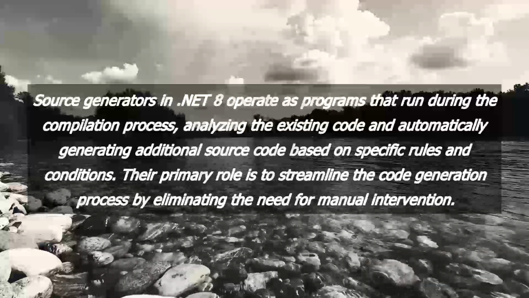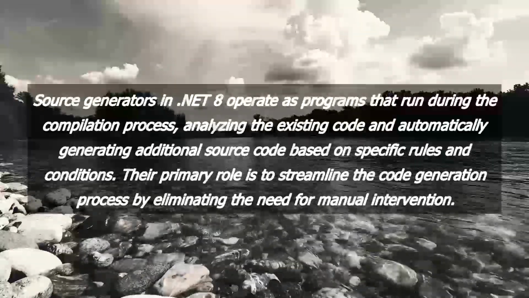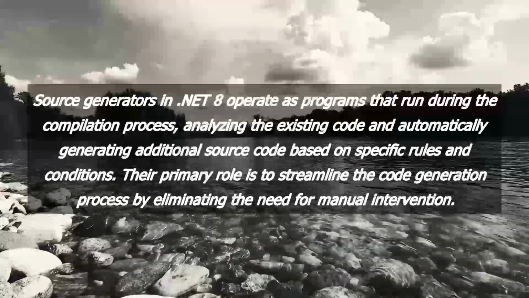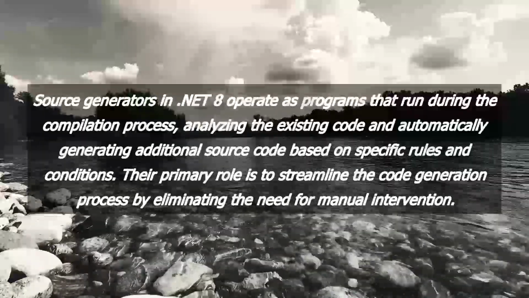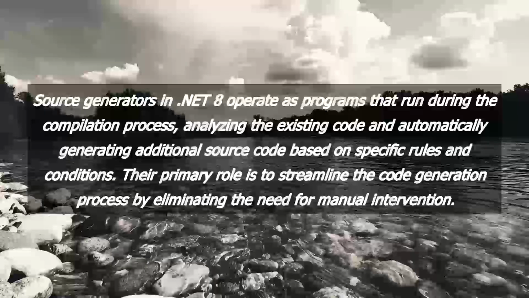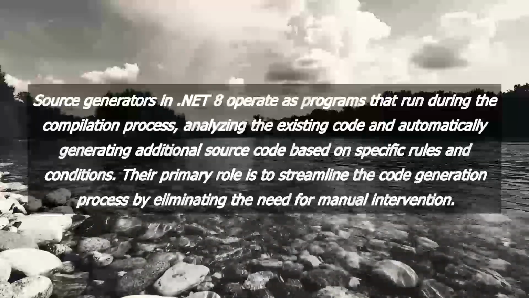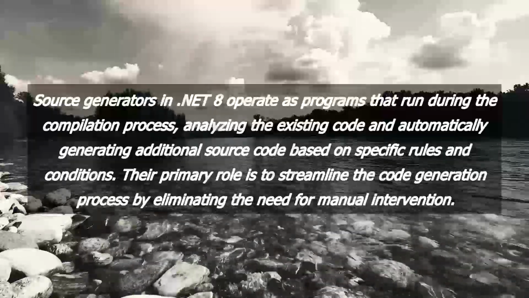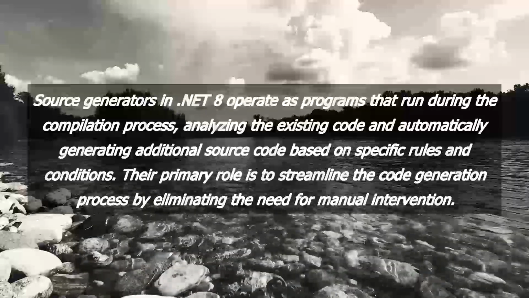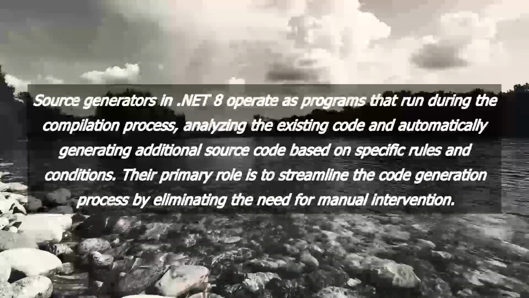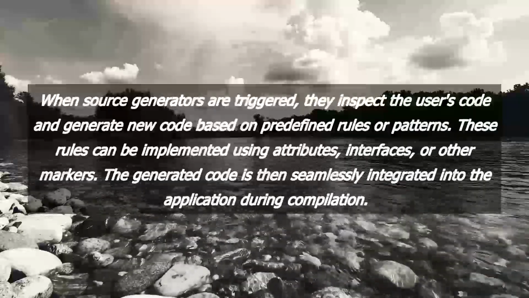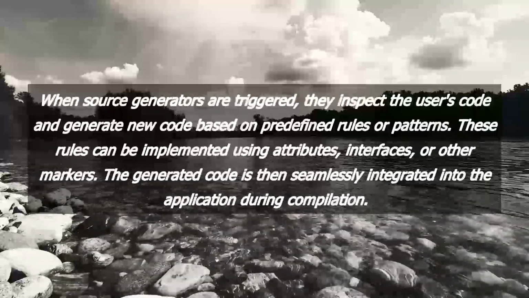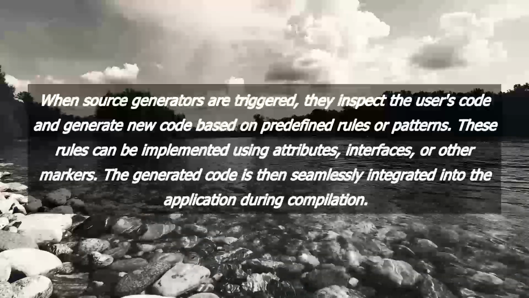Source generators in .NET 8 operate as programs that run during the compilation process, analyzing the existing code and automatically generating additional source code based on specific rules and conditions. Their primary role is to streamline the code generation process by eliminating the need for manual intervention. When source generators are triggered, they inspect the user's code and generate new code based on predefined rules or patterns.